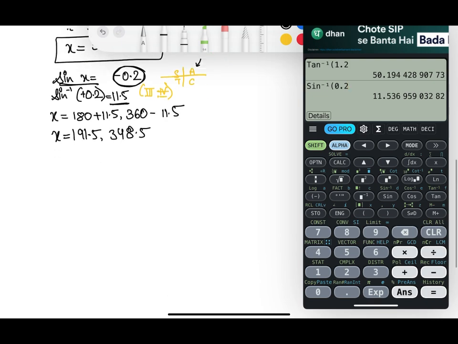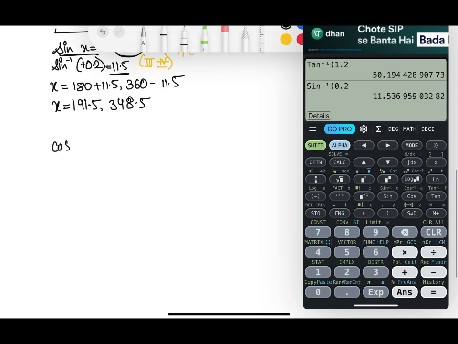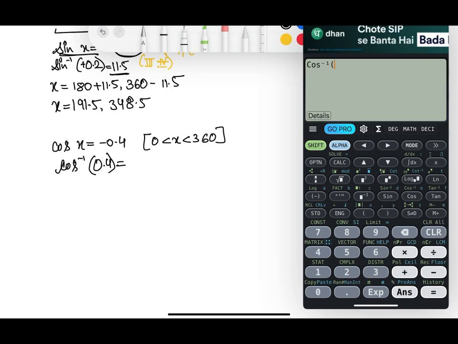Now, in the same way, let's do it for the cos. So cos x is -0.4, and again it's 0 to 360. So we'll find the value of cos inverse 0.4. Look at this, it's positive, so we'll just do cos inverse 0.4, which is 66.4.